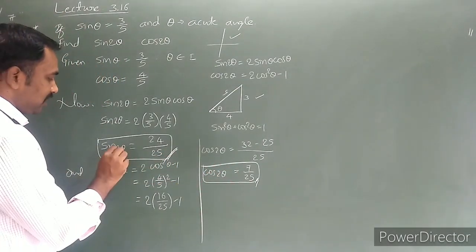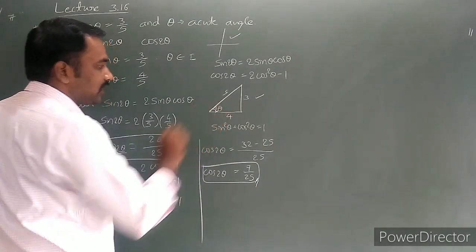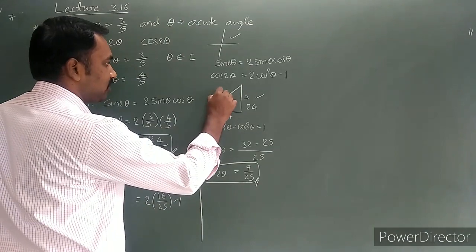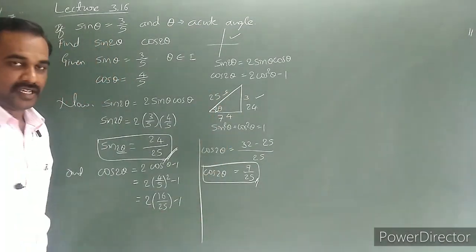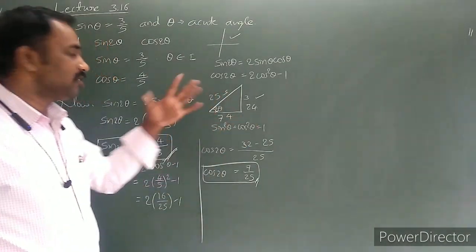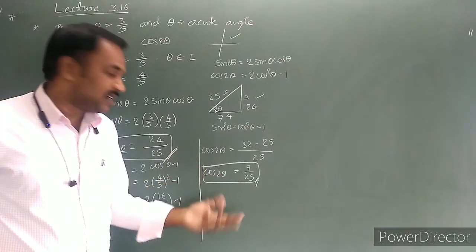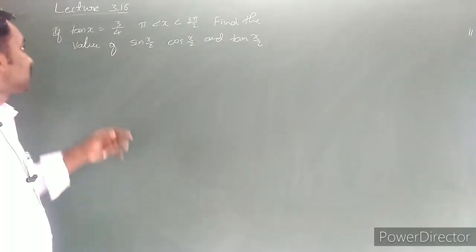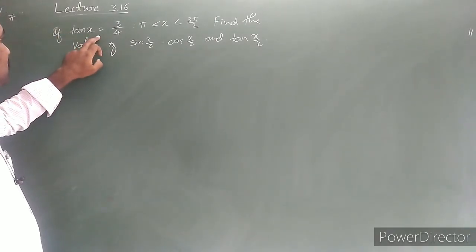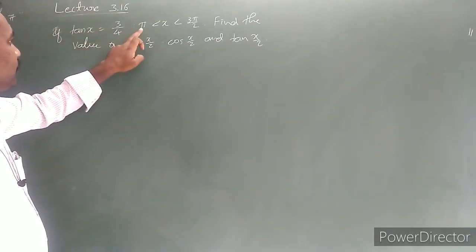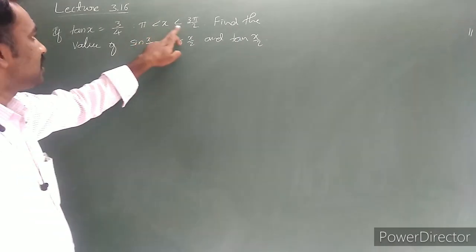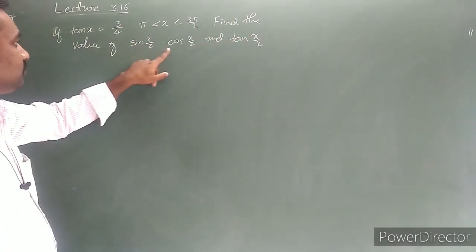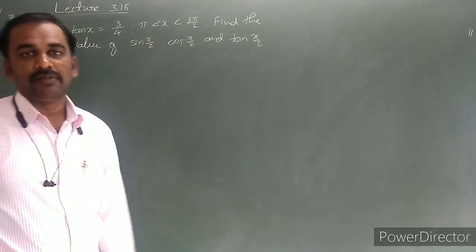Obviously, the same angle is 2 theta. If it is 2 theta, then this is 24, this is 25, obviously this side is 7. 7, 24, 25 are Pythagorean numbers. Anyway, next one is: if tan of x is equal to 3 by 4, where pi is less than x is less than 3 pi by 2, find the value of sin x by 2, cos x by 2 and tan of x by 2.